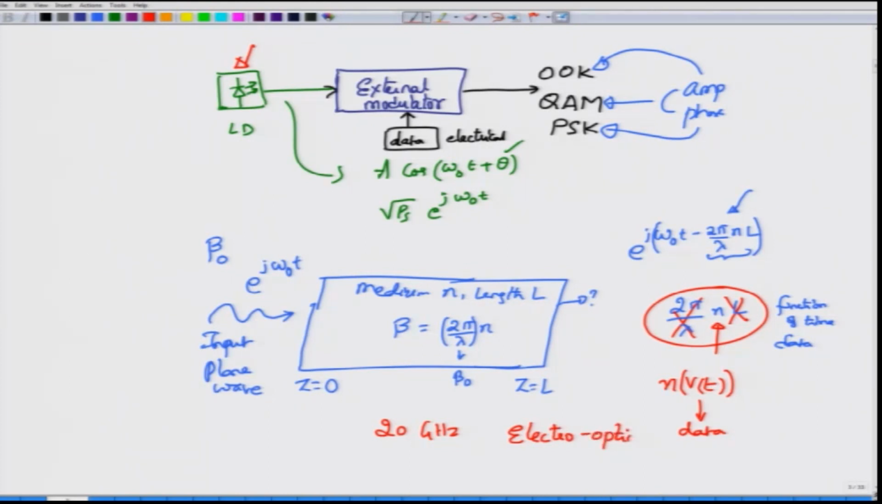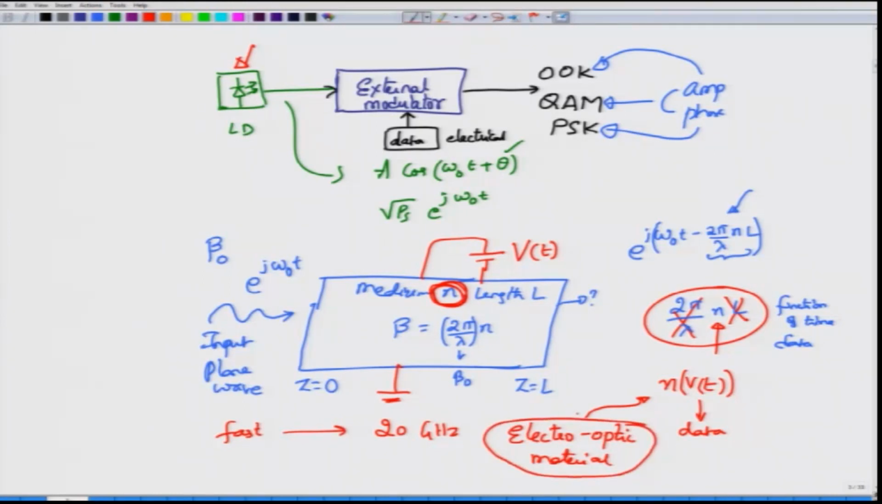And what is an electro-optic material? An electro-optic material or electro-optic crystal has precisely this property: its susceptibility, or equivalently the refractive index, can be altered by applying a certain voltage externally. So, if I apply a voltage V which is a function of time, then the refractive index of the medium changes, and this change is usually very fast, having typical bandwidths of up to 20 gigahertz. Therefore, these external modulators which make use of electro-optic materials are the preferred choice to modulate the optical signal.